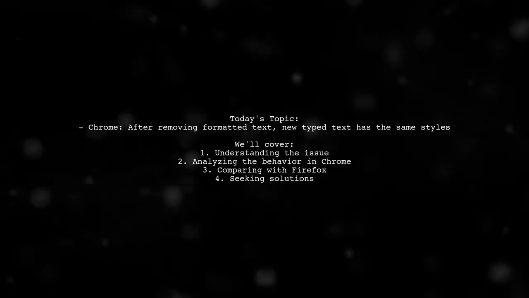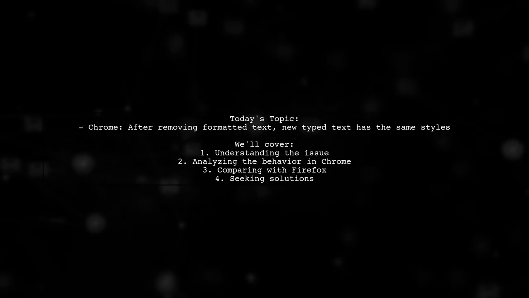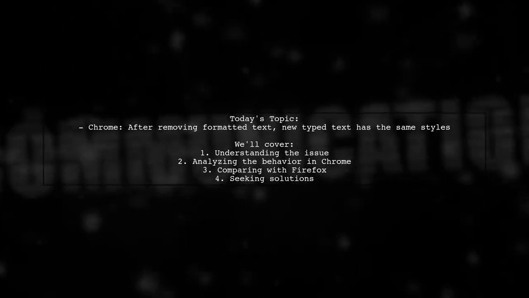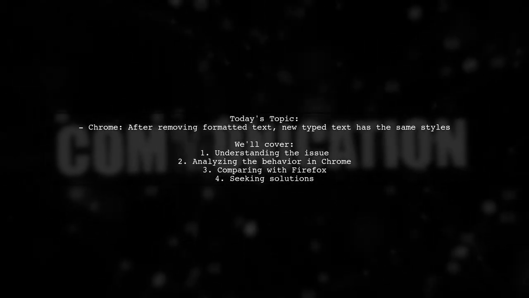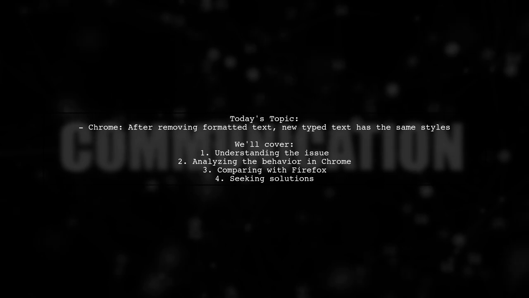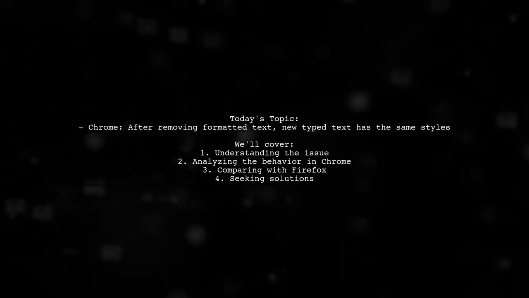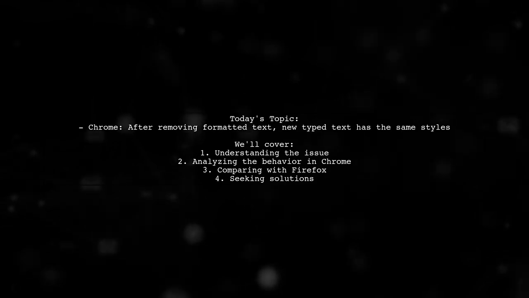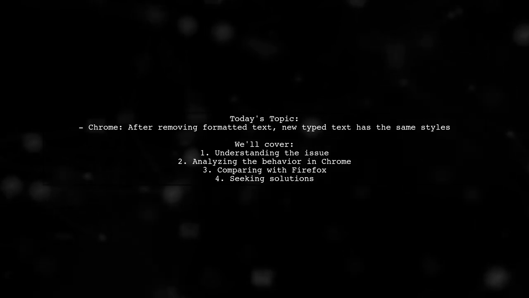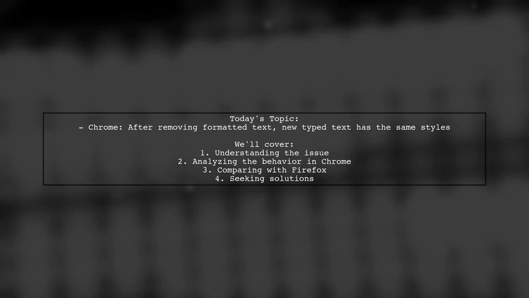Today, we're tackling a puzzling issue that many web developers encounter. Our viewer has a question about Chrome's behavior with content editable fields. They ask, when I remove all content from a content editable field and start typing new text, why does the new text retain the same styles as the deleted text, even though the debugger shows no relevant elements? Let's dive into this intriguing problem and explore potential solutions together.